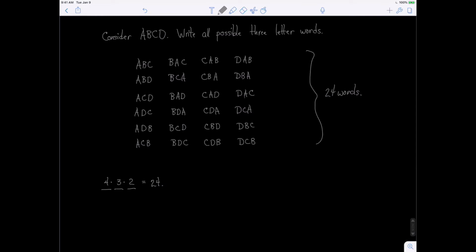Now, we're going to add something. Suppose the order of the letters does not matter. How many words?